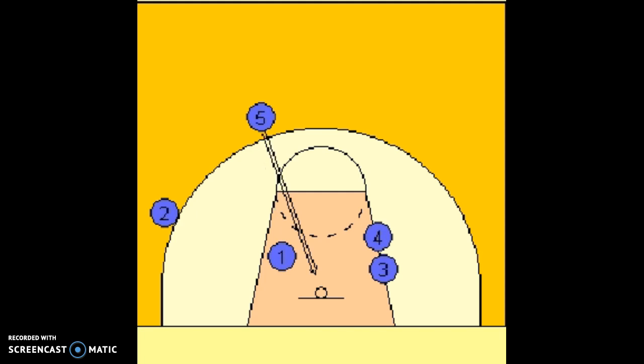Now the next thing that can happen is 1 can continue. If the ball goes to 5, 1 can continue to roll and get the ball back for a shot from the arc, or the trail spot, the 5 spot, can put the ball to 2 and then cut directly down the middle for a shot themselves.